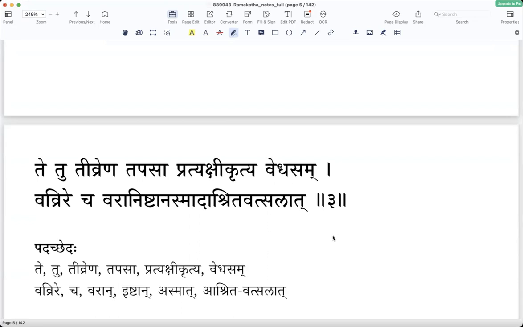Te tu tivrena tapasa pratyakshikritya vedhasam vavrire cha varanishthan asmadashrita vatsalat.